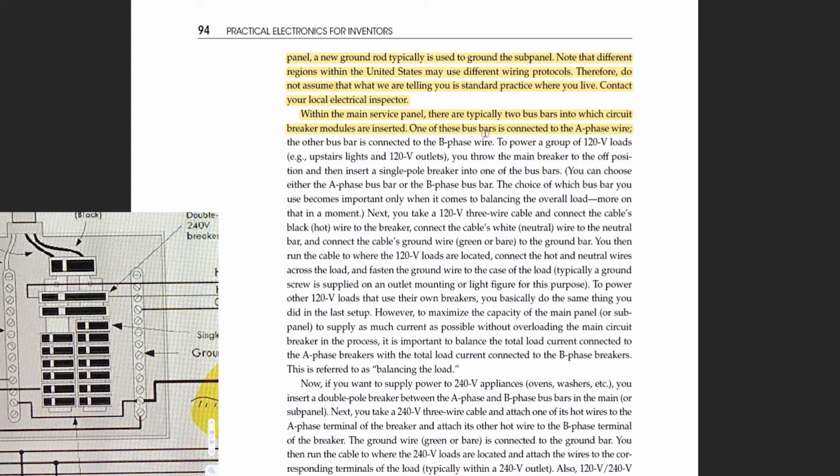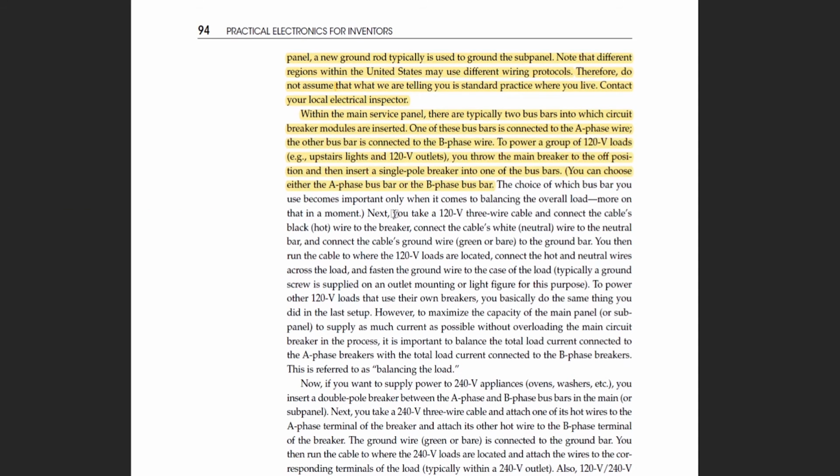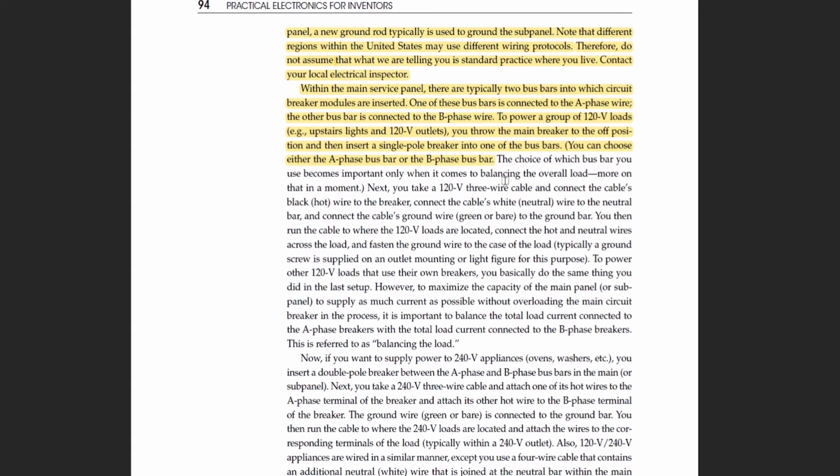Okay. So the power group of 120-volt loads, e.g., upstairs lights and 120-volt outlets, you throw the main breaker to the off position, and then insert a single pole breaker into one of the bus bars. Wow, we're getting deep here. You can choose either the A phase bus bar or the B phase bus bar. The choice of which bus bar you use becomes important only when it comes to balancing the overall load.